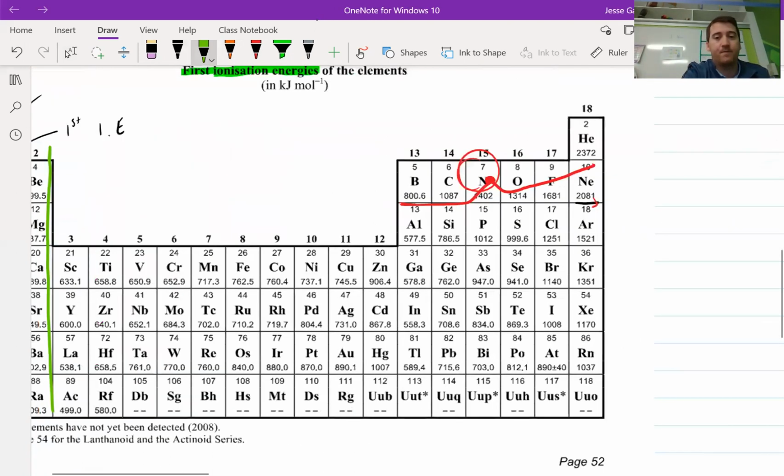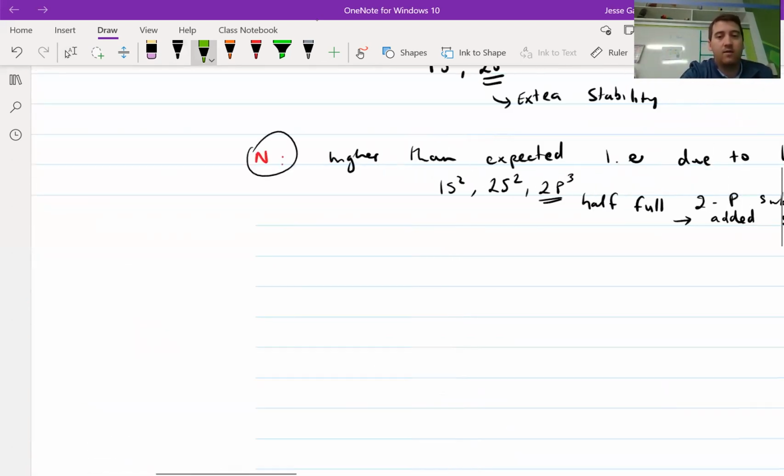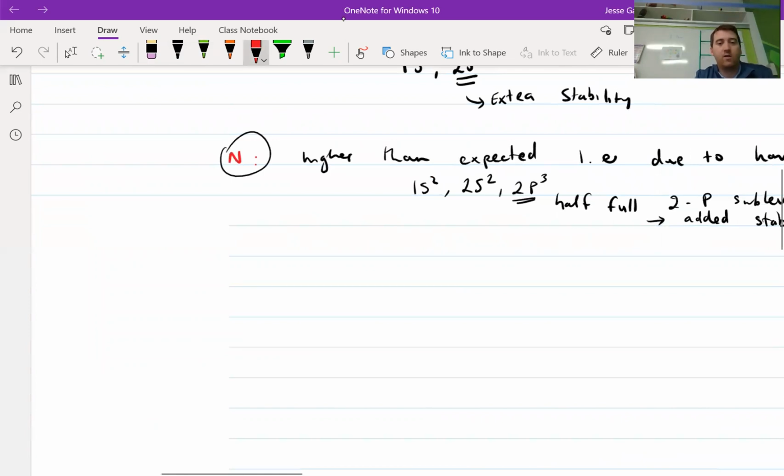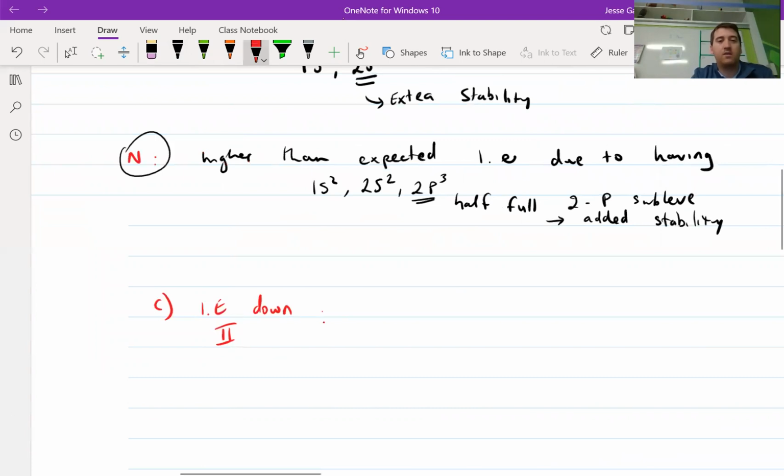Why does it decrease? So jumping back over here to where we're writing our answers out. Sorry, a bit messy all over the place here. Yeah, so we're in part C here. Part C: ionization energy down group 2. All right, so what is going on? Explain what happens. So what we say is there is a general decrease. Again, you put this into a sentence: general decrease.